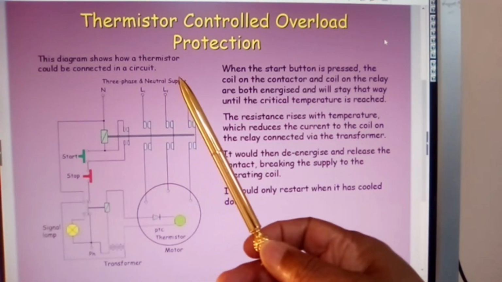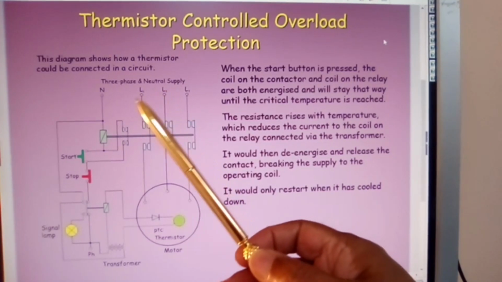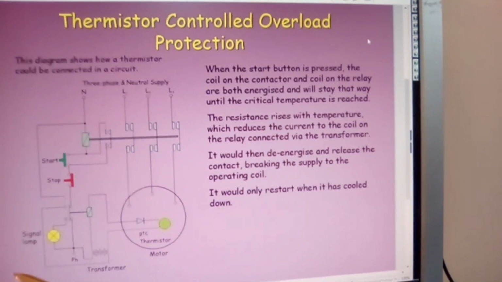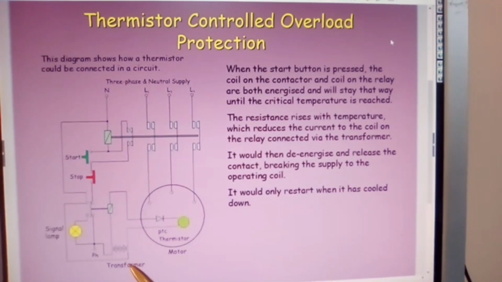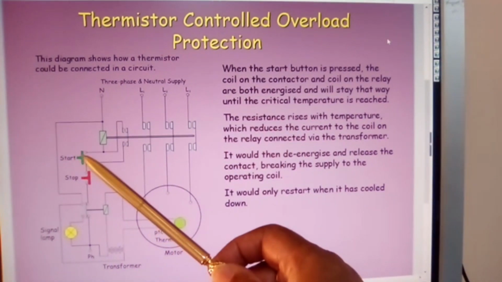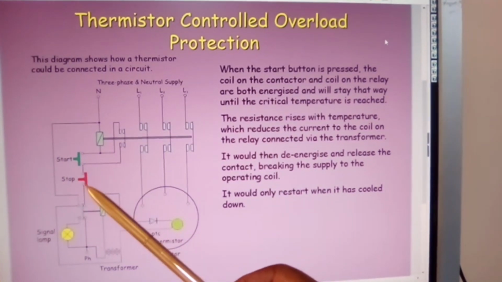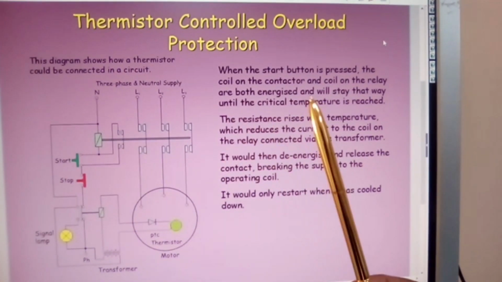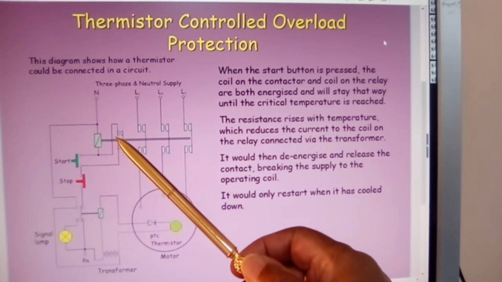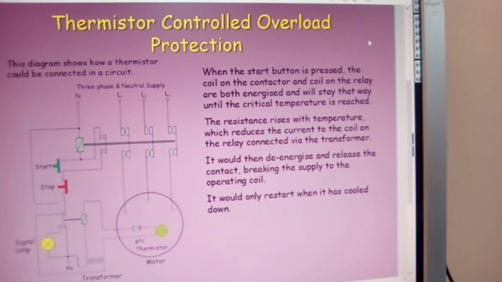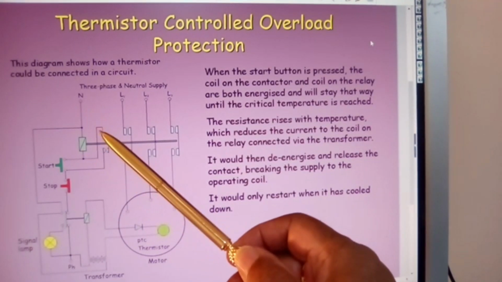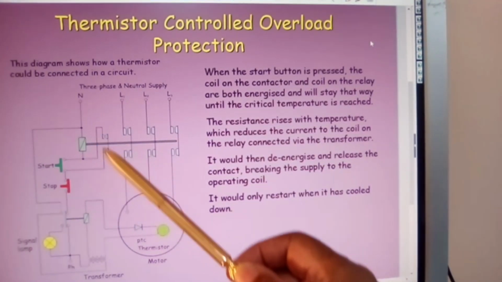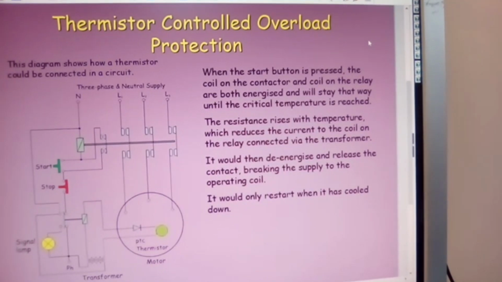Three-phase and neutral supply, signal lamp, and you have your transformer here. Start switch, stop. Remember, your stop switch is in series with the circuit. That is your retaining coil, retaining contactors.